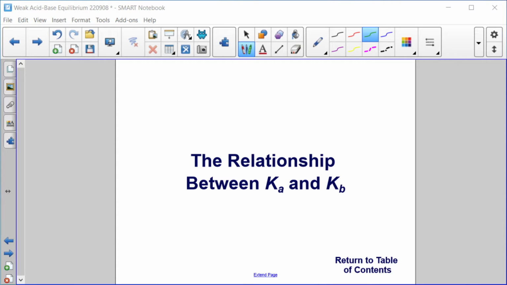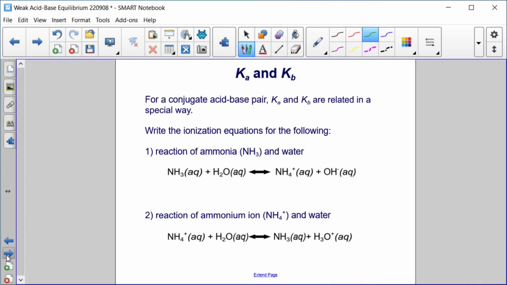The relationship between Ka and Kb. For a conjugate acid-base pair, Ka and Kb are related in a special way. Let's start by writing the ionization equations for the following: the reaction of ammonia in water to produce ammonium and hydroxide ion, and the reaction of ammonium in water to produce ammonia and the hydronium ion.